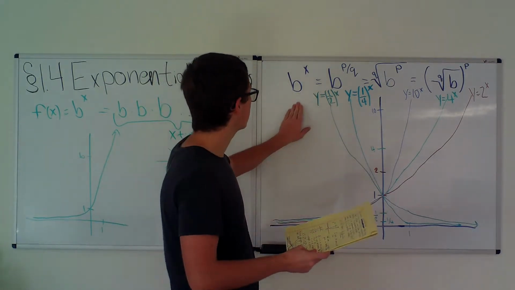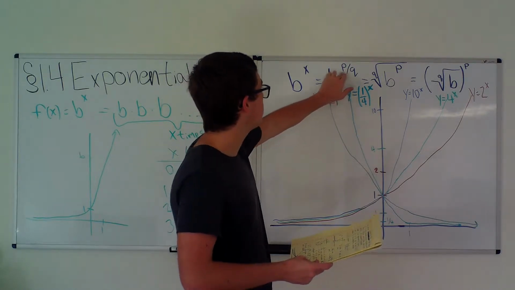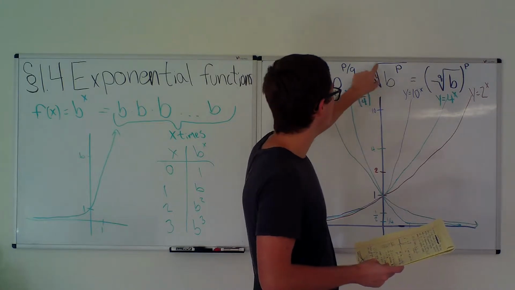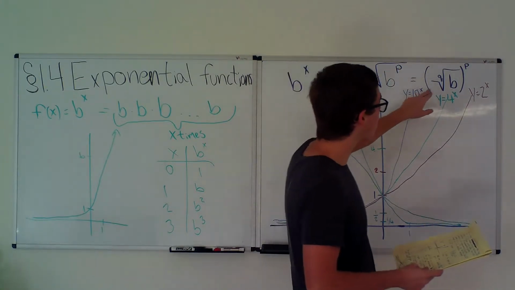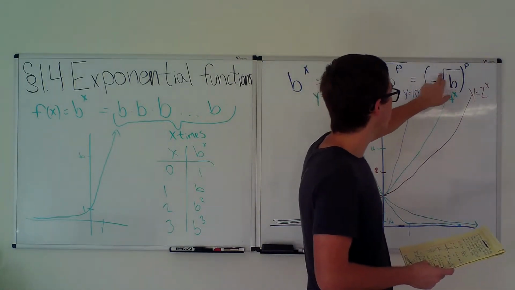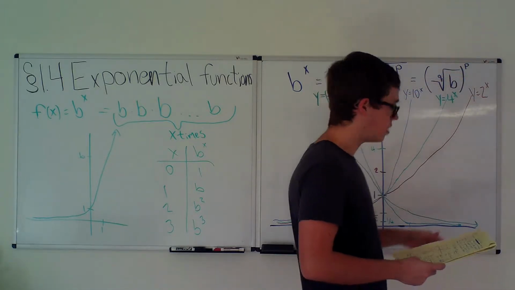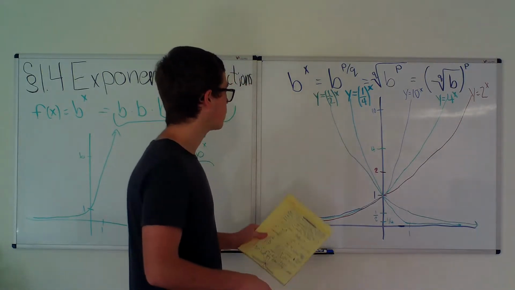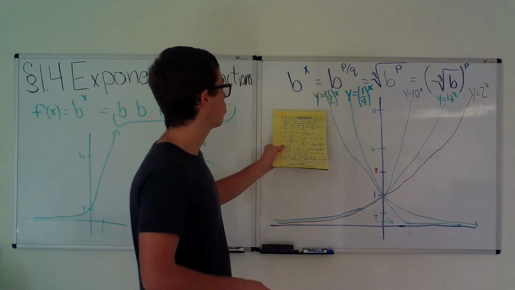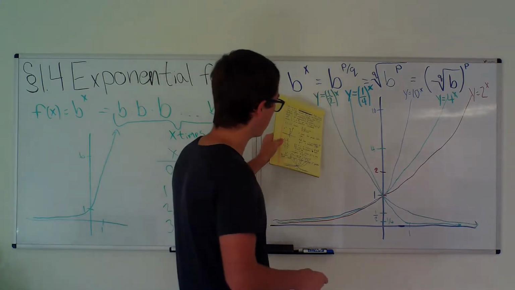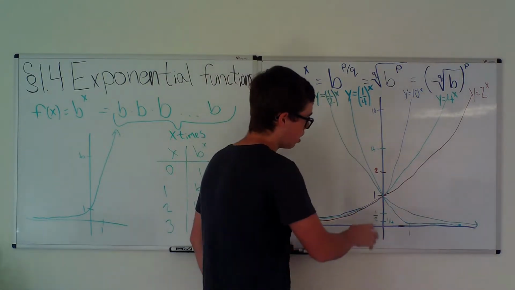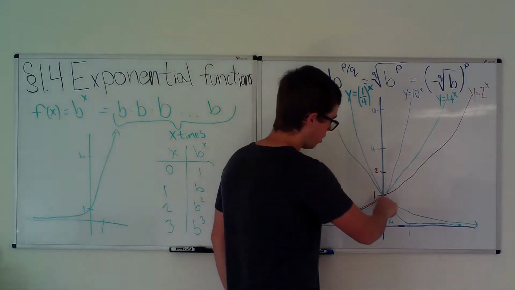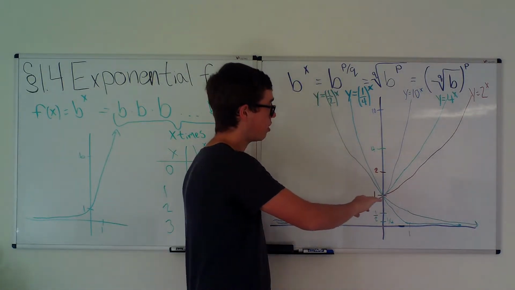So b to the x would look like b to the p over q, which is equal to b to the p in the q root, or it's also equivalent to b to the q root to the power of p. So now if we're going to look at a few of the graphs, we have y equals 1/2 to the x, where it's going to be decreasing, and all exponential functions will hit the y-intercept at 1.